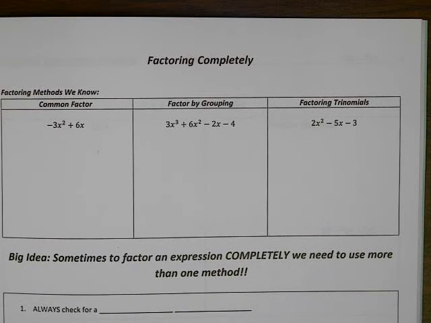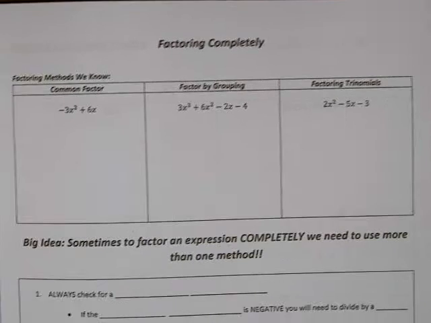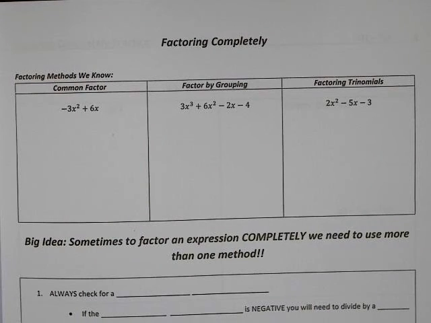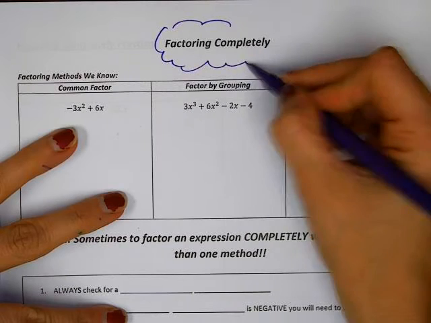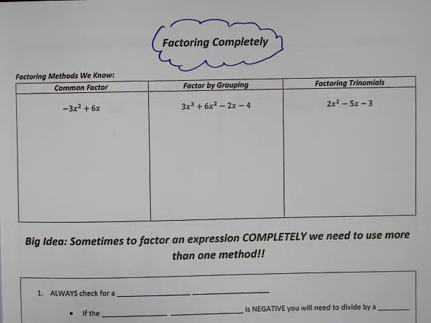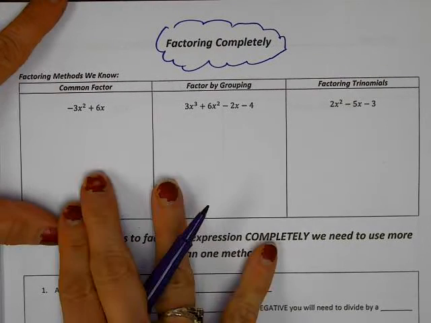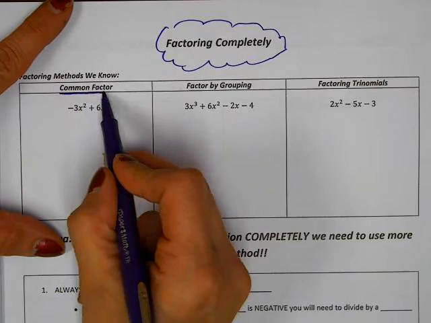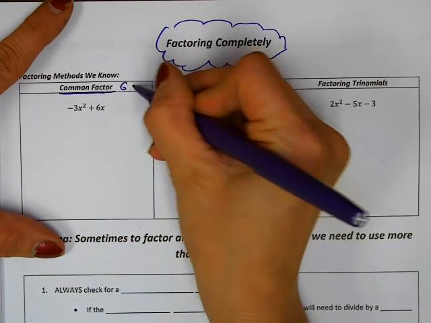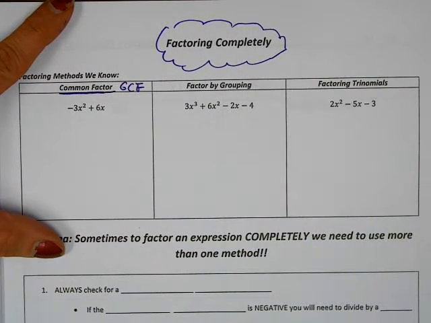Okay, algebra, we are nearing the end of the factoring chapter, and the last thing we're going to get good at is factoring completely. And so to factor completely, you just have to put all your skills to use at the same time. Okay, so things that we know. We know how to take out a common factor. Sometimes this is called a GCF, the greatest common factor.